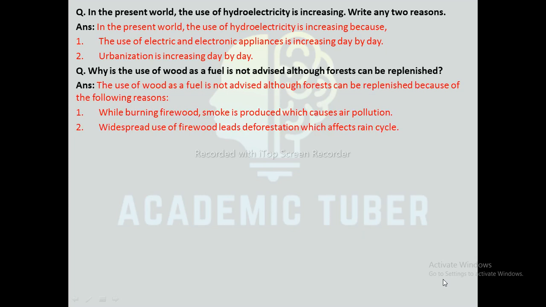The use of wood as a fuel is not advised, although forests can be replenished. Why? The use of wood as a fuel is not advised, although forests can be replenished, because of the following reasons. While burning firewood, smoke is produced, which causes air pollution. Widespread use of firewood leads to deforestation, which affects the rain cycle.